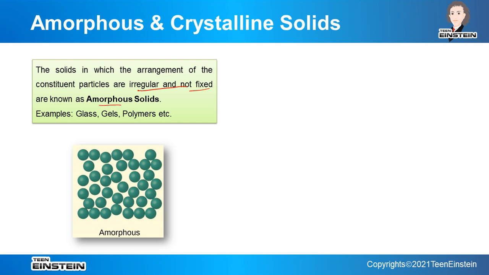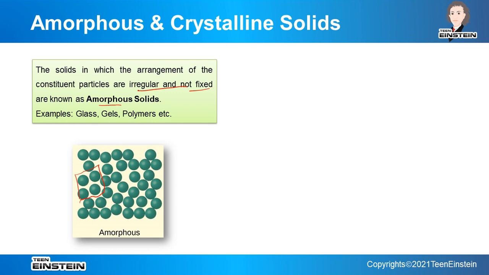And examples are glass, gels, polymers, etc. And from the picture also you can understand that there is no regular arrangement. It may happen that for a particular region, that is for a very small region, there may be some symmetry. Okay, but this is not long range order. So we cannot say that as a whole it is very regular in arrangement. So the arrangement is completely irregular.